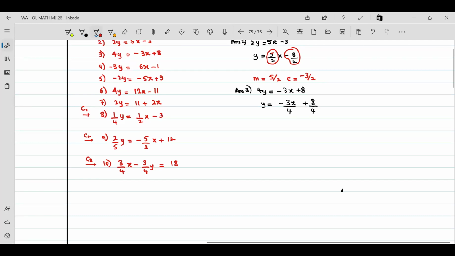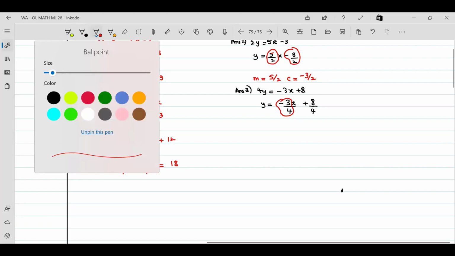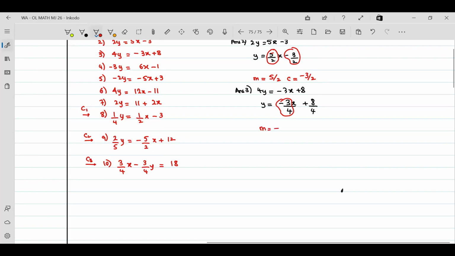Now that you've made y the subject, can you tell me what is the gradient here? The gradient is the fraction attached, with the sign, to x. And now for the y-intercept, 4 one times and 4 two times. If it is a fraction that is reducible, please reduce your answers and give your answer as 2. Yes or no? Yes.